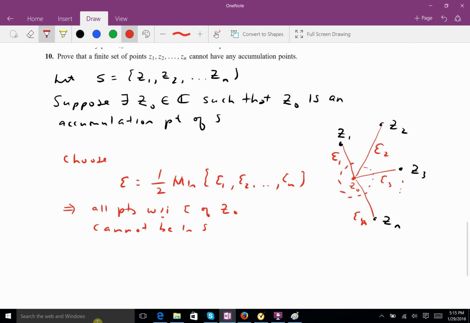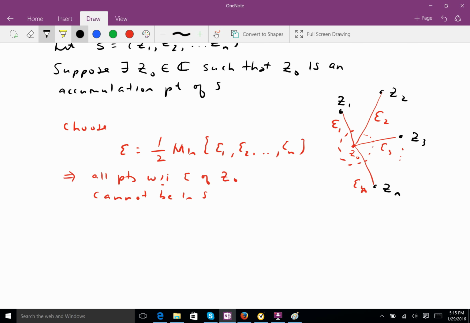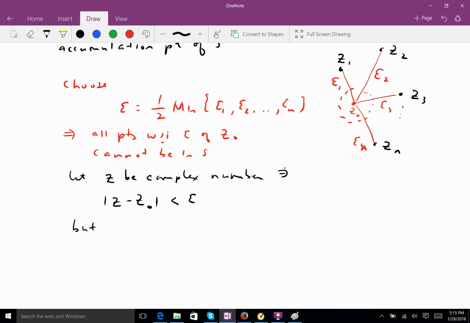Now we should prove that. It's obvious from the diagram, but let's go ahead and prove it. Let Z be a complex number such that the absolute value of Z minus Z naught is less than epsilon. Notice that all of these distances are further away. So if I look at the distance between Z and any other of these numbers, it's equal to epsilon i, but notice that epsilon i is greater than epsilon.